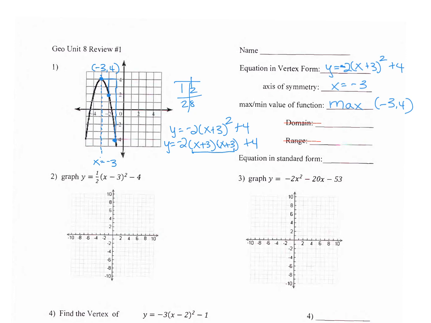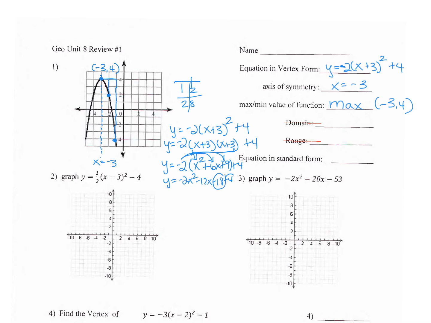I'm going to multiply x plus 3 times x plus 3, either with FOIL or with box. And this -2 is times that product. It's -2 times. So I'm going to leave my parentheses, and if you FOIL or box, you should get x squared plus 6x plus 9. And so now I'm going to distribute the -2 to all 3 of my terms. And I get y equals -2x squared minus 12x minus 18 plus 4.